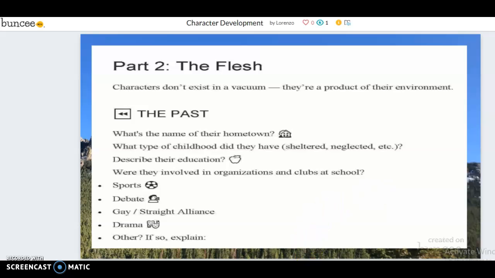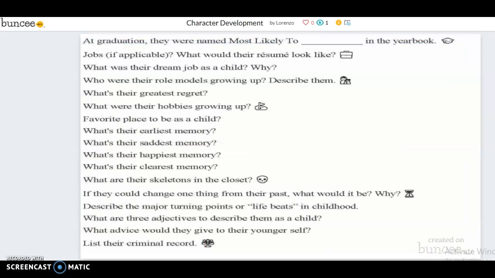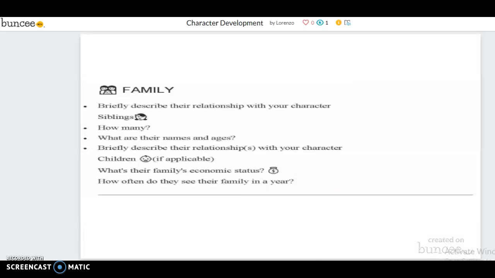You can also use any one of these, or maybe a combination of them, to get into the character's flesh. Some here are very interesting. What's their earliest memory? What's their clearest memory? Do they have skeletons in the closet? Any character that has skeletons in the closet is very interesting to readers.